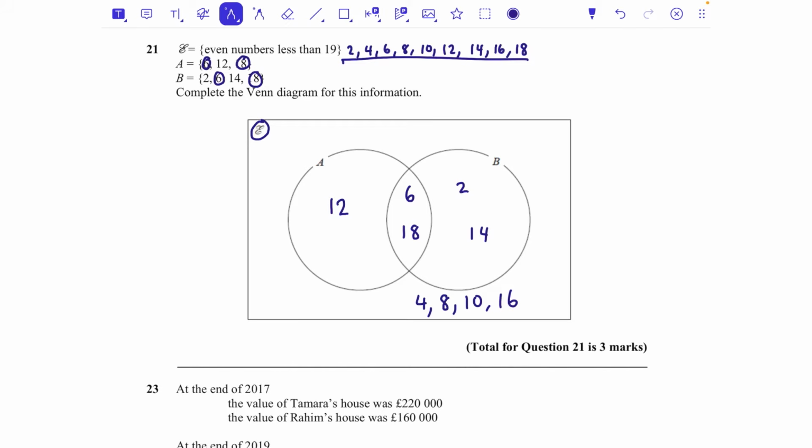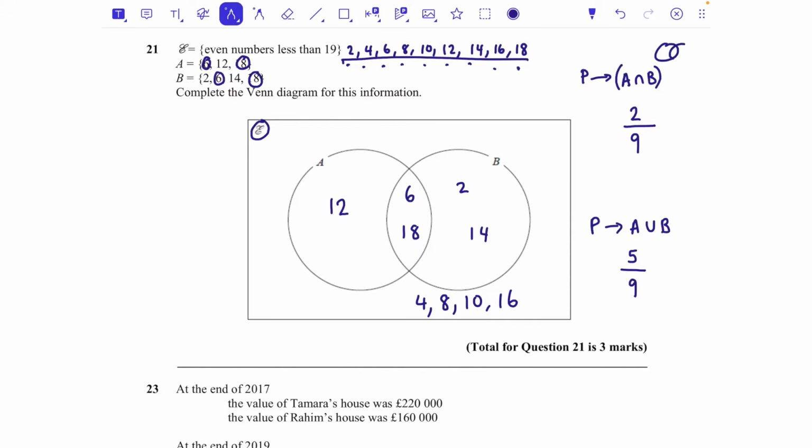Now sometimes they ask you for the probability of picking a number from A intersection B. If that was the question, we're talking about picking a number from this middle part here, and there are 2 numbers there out of 1, 2, 3, 4, 5, 6, 7, 8, 9 all together. If they asked you the probability of picking a number from A union B, that means anything in A or B. And there are 1, 2, 3, 4, 5 numbers there out of 9. So those are really common questions that they like to ask you, normally as a part B. They didn't today, but be wary of those.